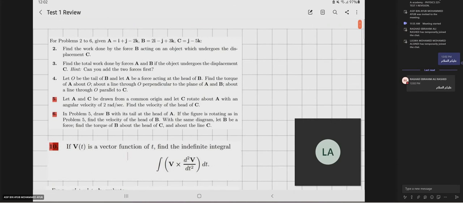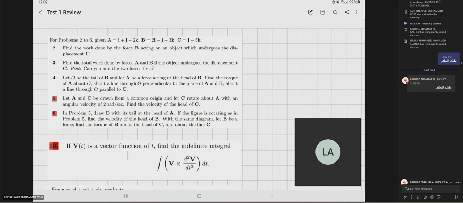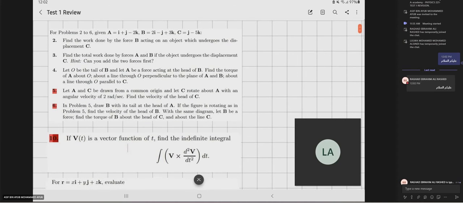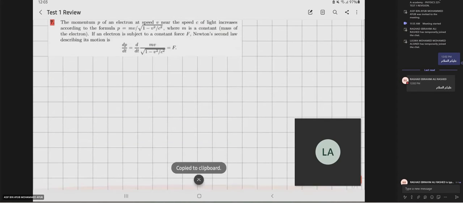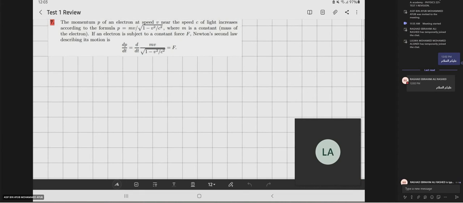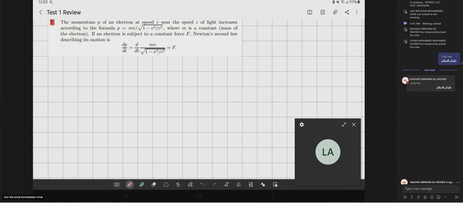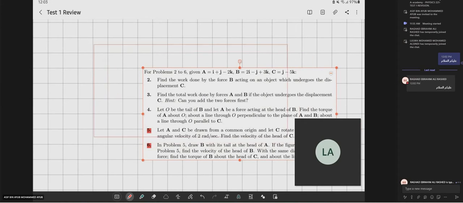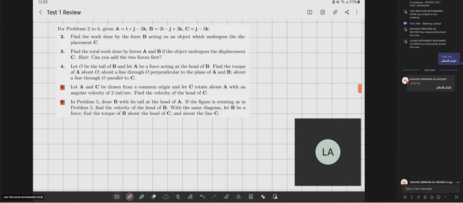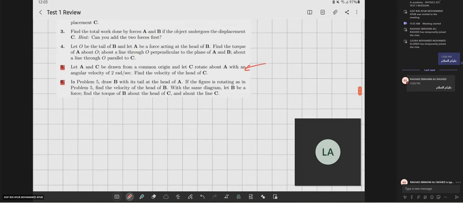Okay, so we're going to first solve questions from the vector analysis chapter. And these are some questions that you sent me. We're going to solve this question first. Our first question is about finding the velocity of a rotating vector.